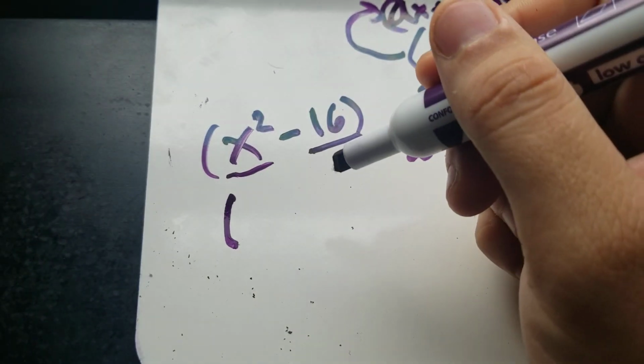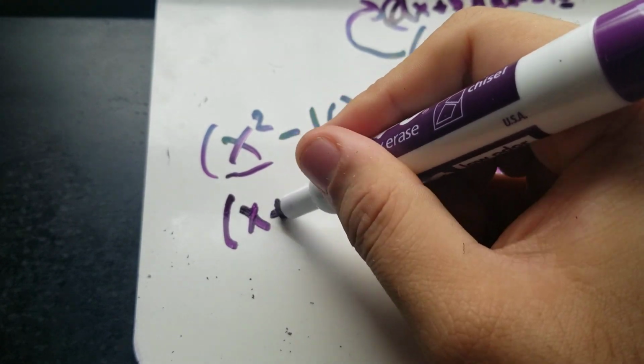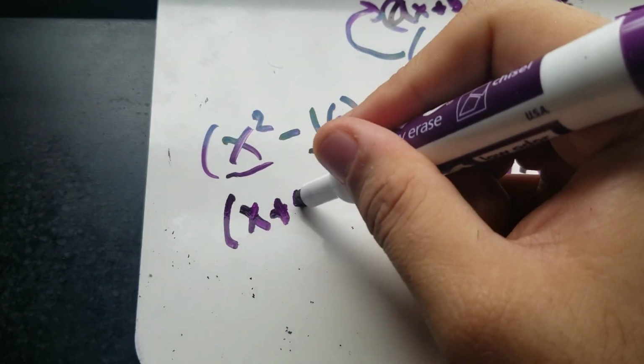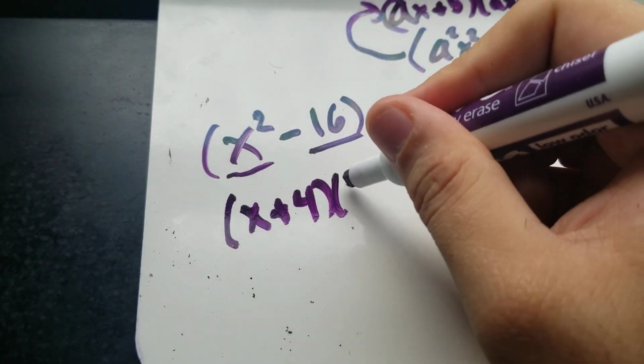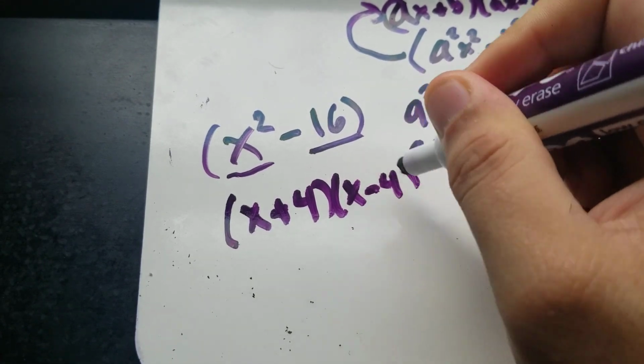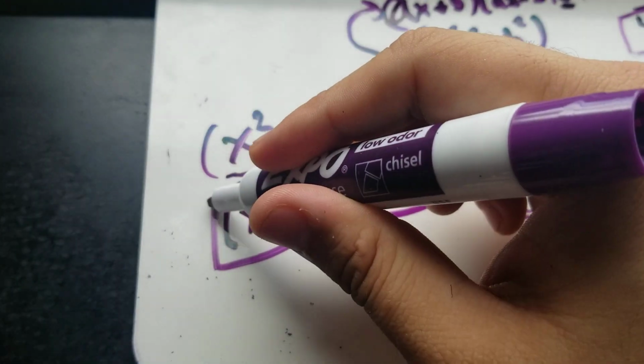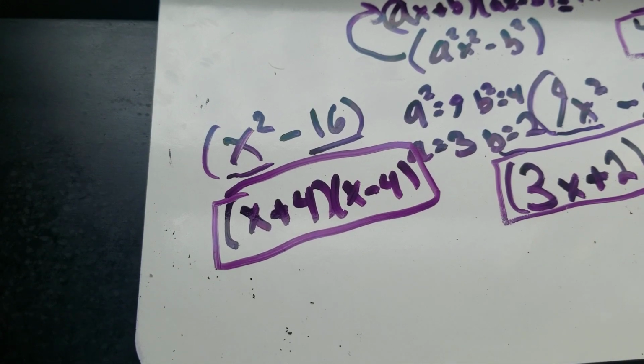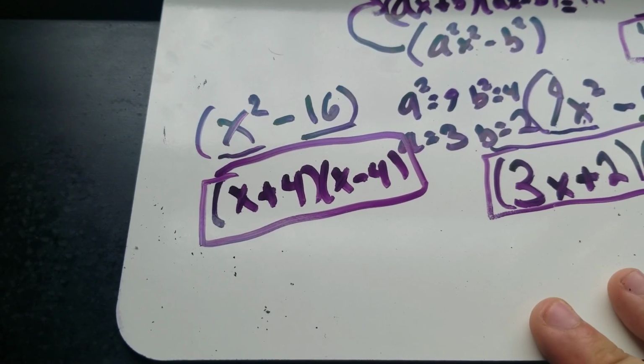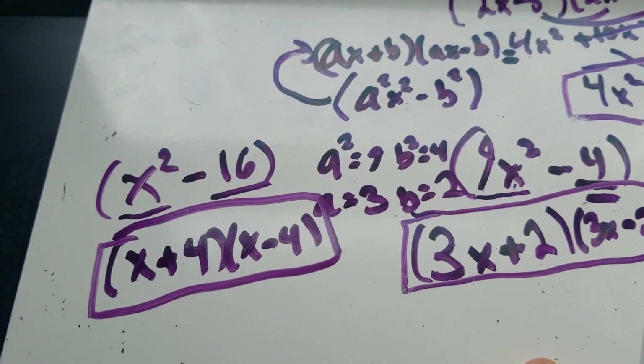The square root of x squared is just x. And the square root of 16 is just 4. So we got x plus 4, x minus 4. We are done. That's how quickly you can do these problems, okay? So that's the first type of special case. We're going to go right into the second type.